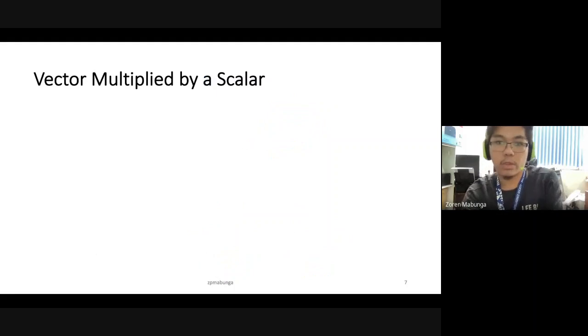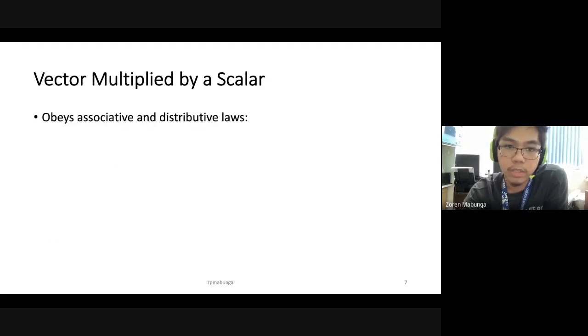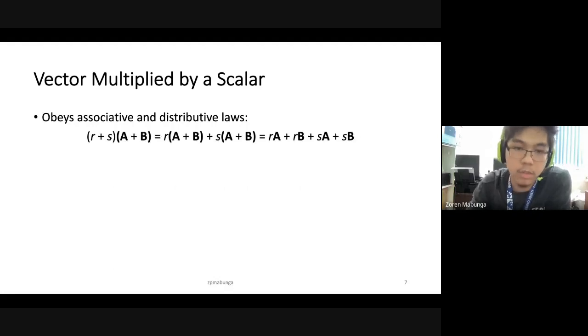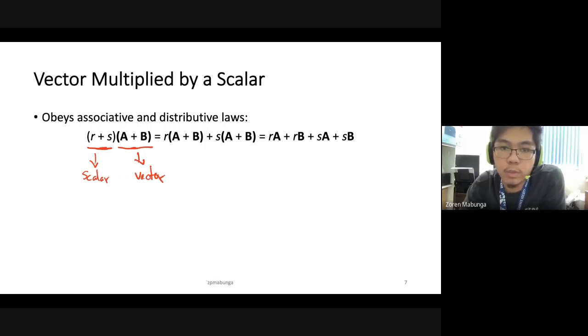Okay, so for multiplication, first is vector multiplied by a scalar. How do we multiply a scalar? You multiply it to the vector. So this obeys the associative and distributive laws. For example, R plus S here are scalar quantities. You multiply them to the vector. So this is scalar, and this is your vector quantity. So a vector multiplied by a scalar obeys the associative and distributive laws.